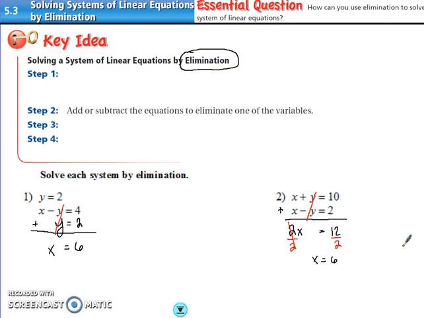Now, of course, we're not done because we need a complete ordered pair. I didn't finish number 1 either. We'll go ahead and finish number 2 all the way through.